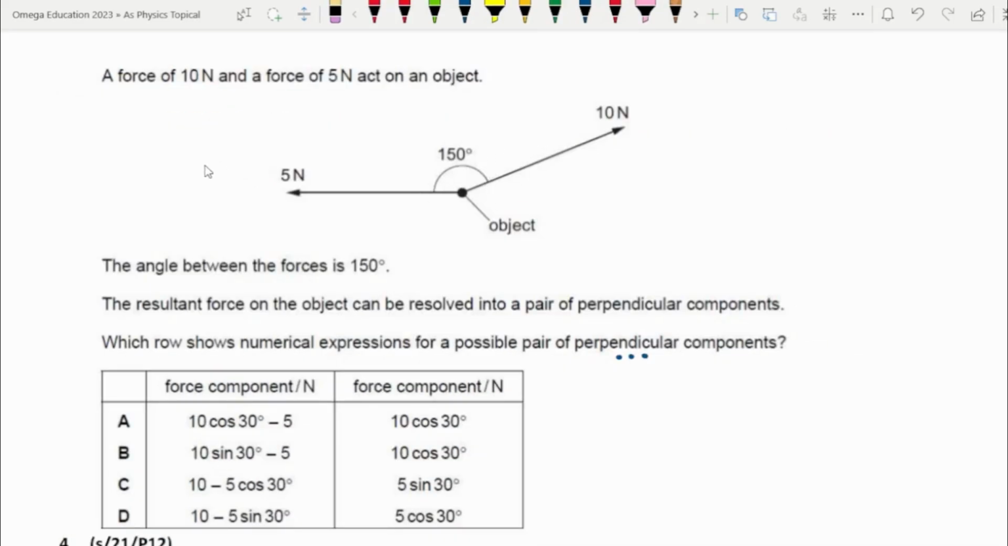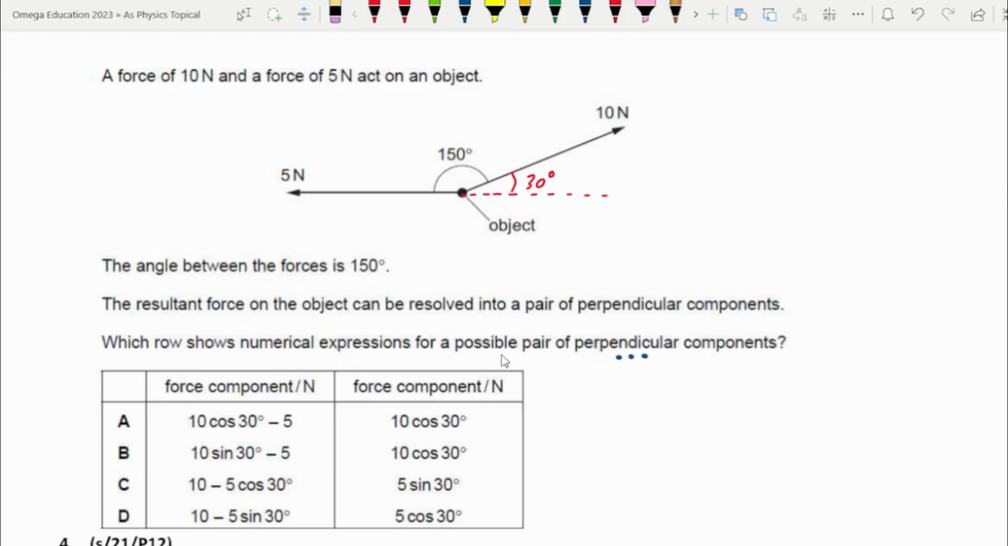Alright, let's move on to the next one. You're provided with two forces and the angle between the two forces is 150 degrees, and we might be using this thing as well. If I extend this line over here, then the angle would be the difference of 180 and 150, which is 30 degrees. So the angle of that force with the horizontal would be 30 degrees. What we need to find is the resultant force, and the expression if we resolve that resultant force into perpendicular components.